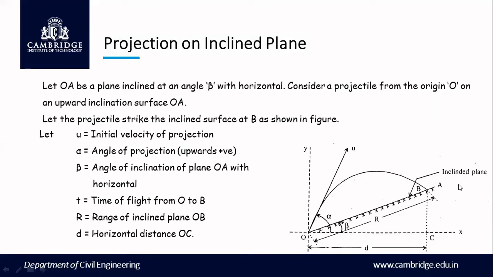Then D is equal to the horizontal distance OC. So whatever this D you're seeing is nothing but the horizontal distance from O to B. OB directly is the inclined distance R. If you want to find the horizontal distance between O and B, that will be this OC. If you want the vertical distance between O and B, that will be this BC.